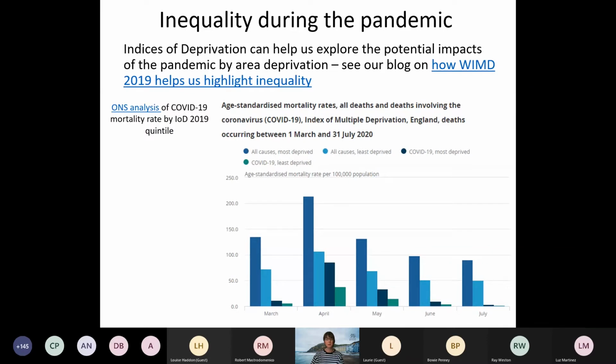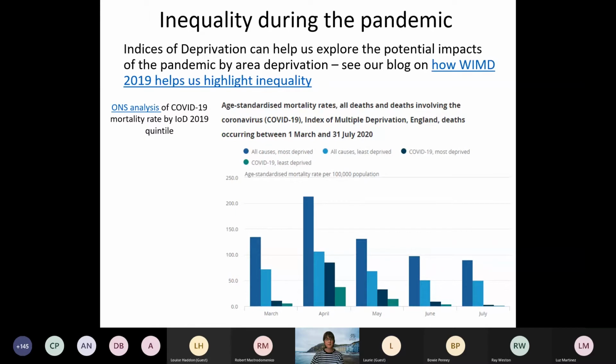Over the 5 months pooled, on average, the rate of all-cause mortality was 1.9 times higher in the most deprived areas than in the least deprived areas. And if we just look at deaths involving COVID, they were 2.2 times higher.